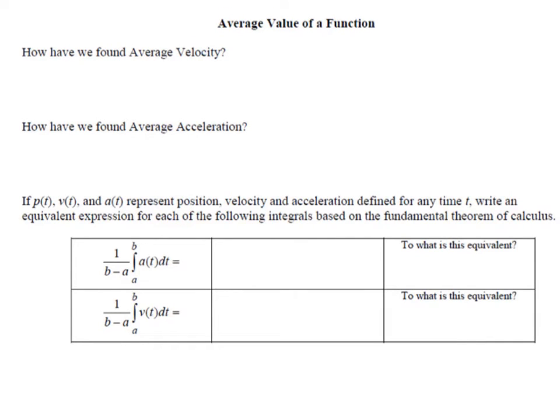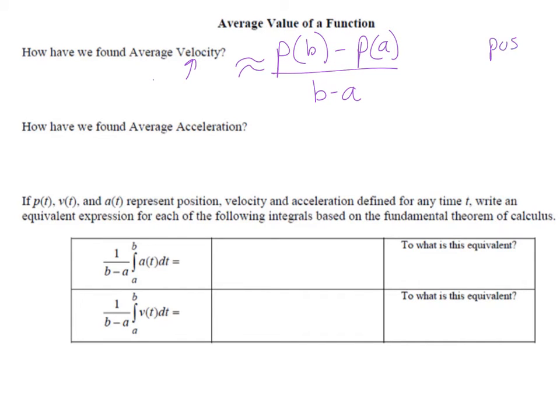So the next thing we want to do is tie together this idea of average velocity and average value of a function. We talked about average velocity before. Remember that we found it to be approximately the position function at b minus the position function at a, over b minus a. We could have said a minus b, we could have switched that order, but I want it in this order for a particular reason. So we find average velocity by using the position function.